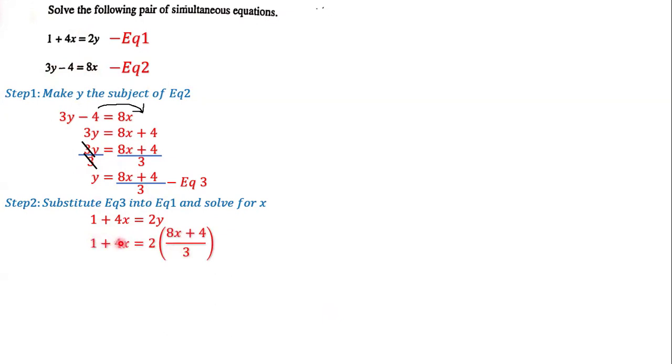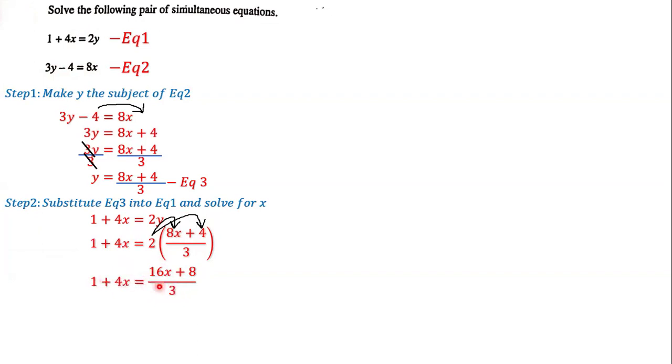So we have 1 plus 4x is equal to 2 times y, and y is 8x plus 4 all over 3. Next, we have to multiply. And so we multiply 2 times 8x, and we multiply 2 times 4. 2 times 8x is going to be 16x, and 2 times 4 is going to be 8. And so we have 16x plus 8 all over 3 on the right-hand side, and then 1 plus 4x is still the same.